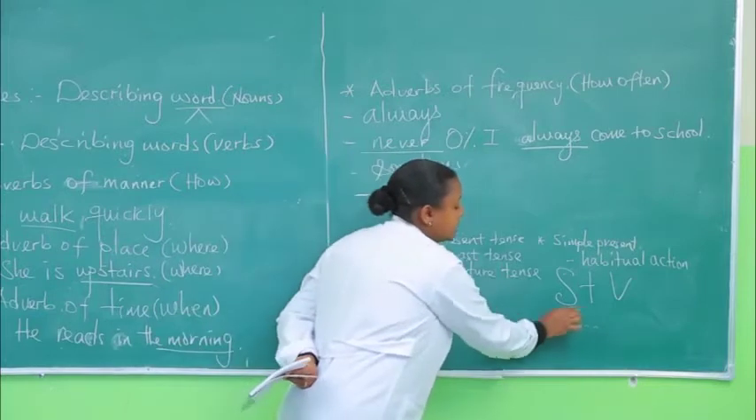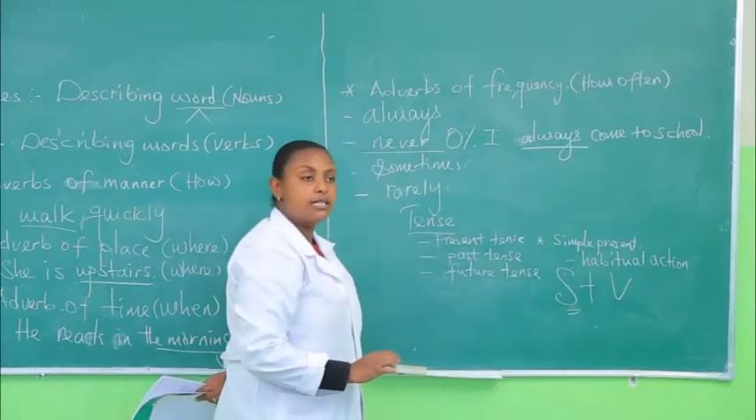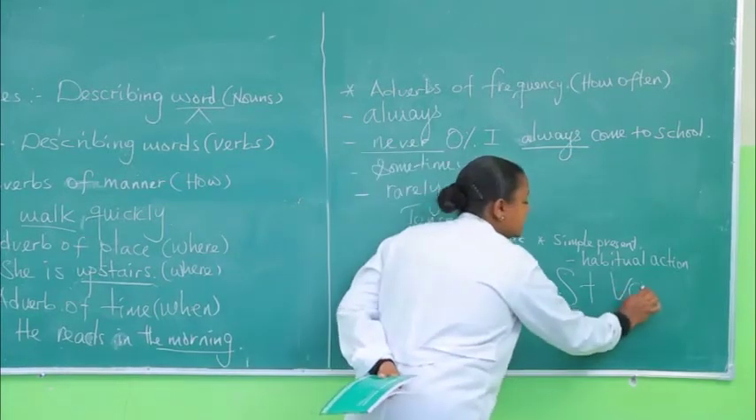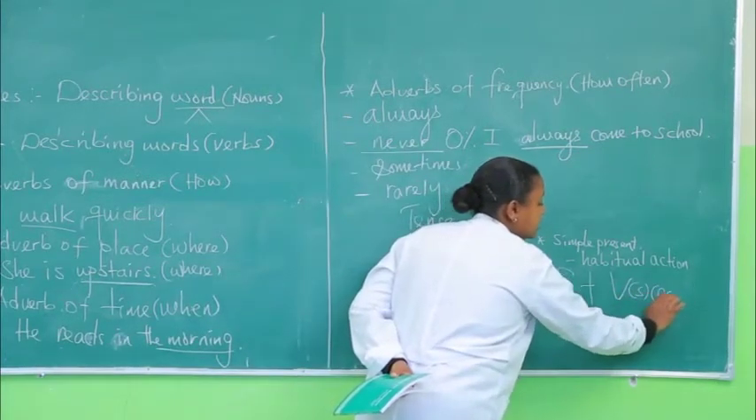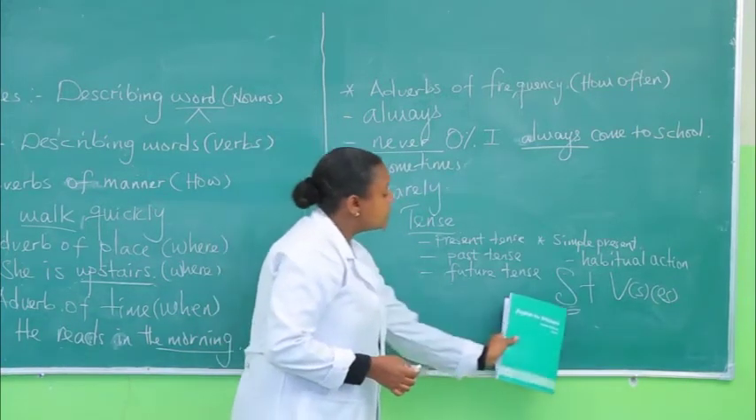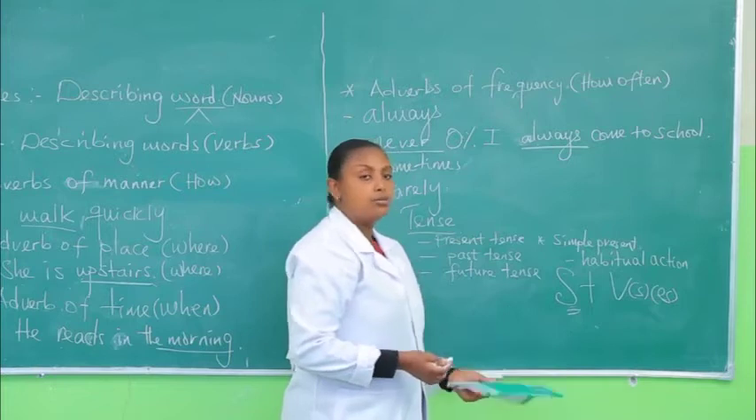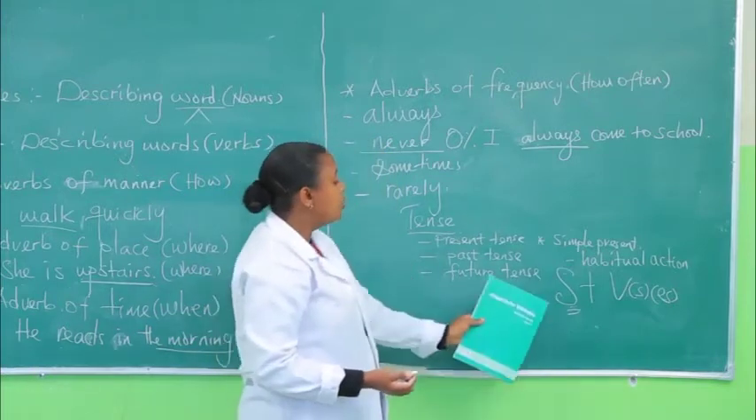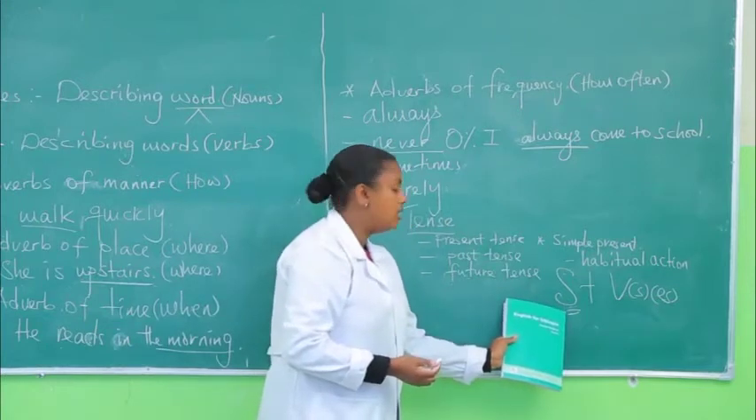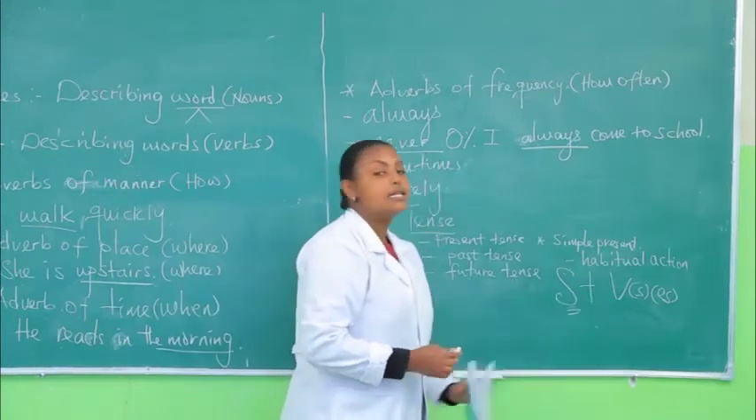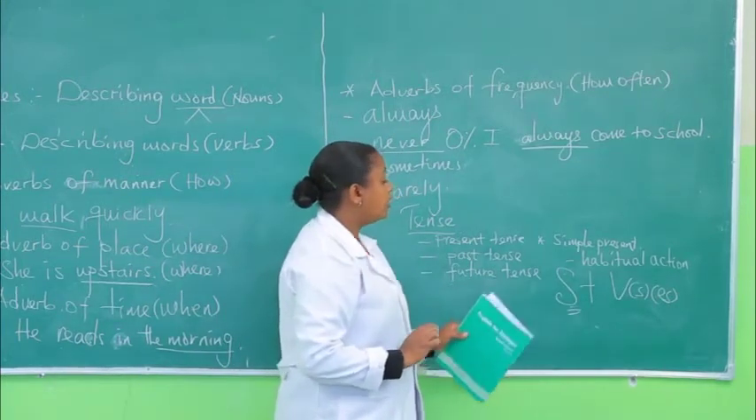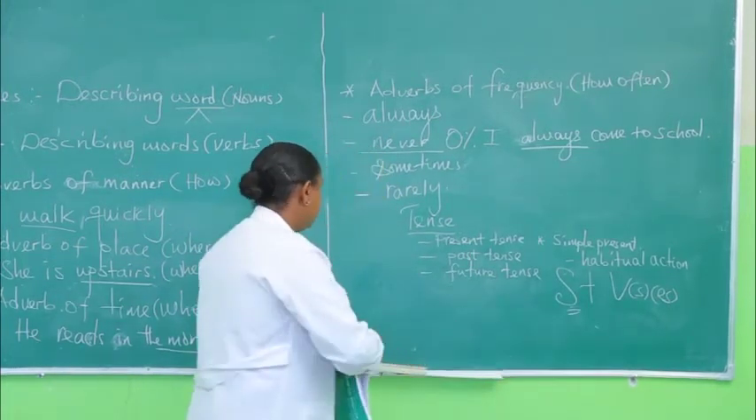But if this subject is singular, you are going to use s or es to the verb. But if this subject is plural, which means, you know, singular and plural. So plural means more than one. So if your subject is plural, then you are going to use only the verb without s or es. Okay, I can give you some example here.